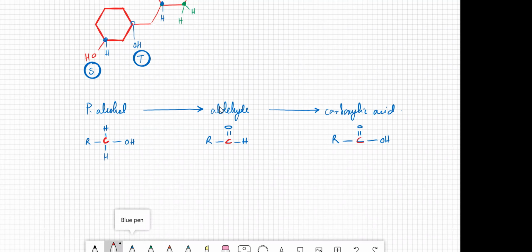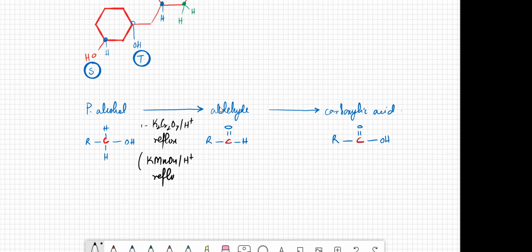Now, the reagents that are needed for this are, you need K2Cr2O7, and it should be acidified, that's your oxidizing agent, and there should be a reflux, that's number one. What you can also use, but not preferred, is KMnO4, that's another oxidizing agent. KMnO4, acidified, and reflux. These are your two oxidizing agents. You need to know the color changes of those oxidizing agents. With K2Cr2O7, the color change is orange to green. So you have to know that as well.